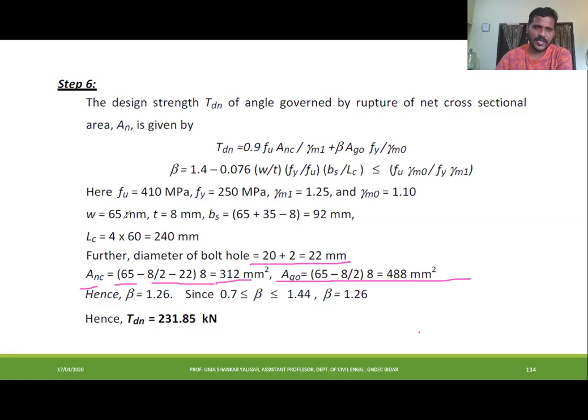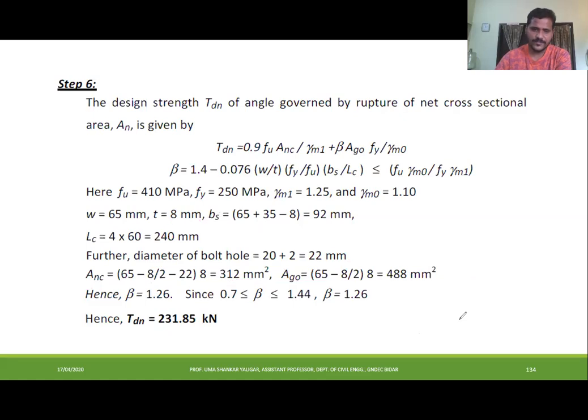And then we need to calculate β. In β, we need to calculate W. W is equal to the width of your outstanding leg. The width of the outstanding leg is how much? 65 mm. And T is the thickness of the angle section, that is 8 mm. And your bs, we have seen in the previous session, bs is equal to W plus W1 minus T. W means the width of the outstanding leg. W1 means the distance between the edge of the angle section to the first bolt, the center of the bolt.